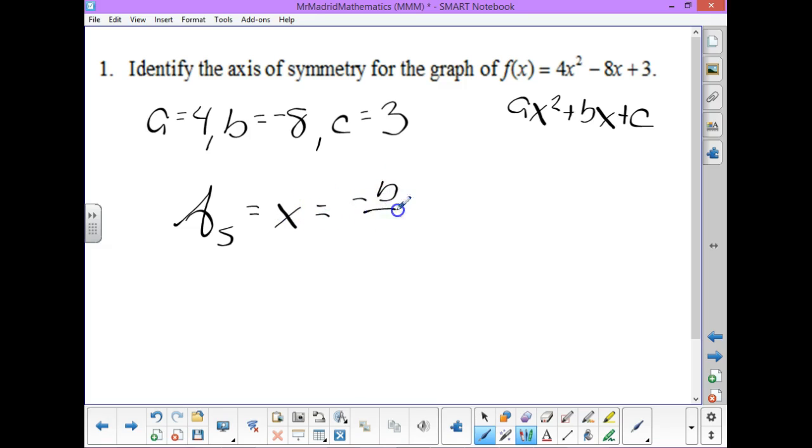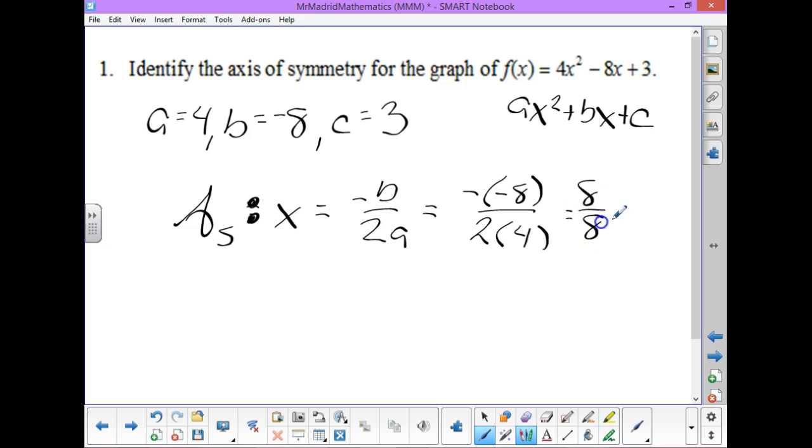So it's negative b over 2a. Put some colons there. And all you do is substitute. Right? So negative b over 2, you need to find a, which is right there. Negative times a negative is positive, 8 over 8, and we're left with 1. Okay? So there is our axis of symmetry, done and done.